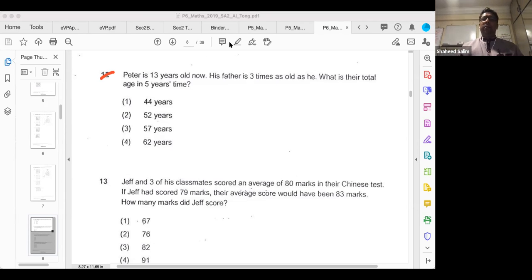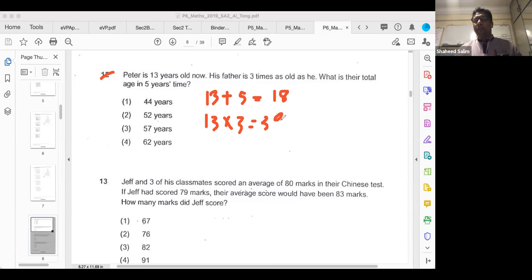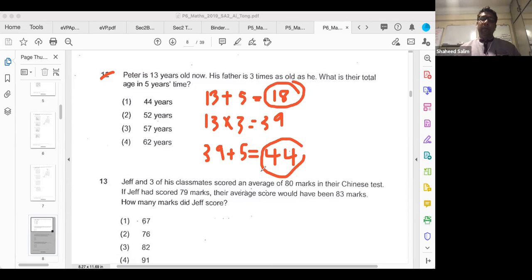So very easy lah. I think maybe you all are too tired. So he's 13 now, so you plus 5. In 5 years' time, he'll be 18. Peter's father is 3 times as old as Peter. So now he's 13, you times by 3. Peter's father is 39 now. In 5 years' time, 39 plus 5 is 44. So 44 plus 18, you get their ages in 5 years' time, which is 62.